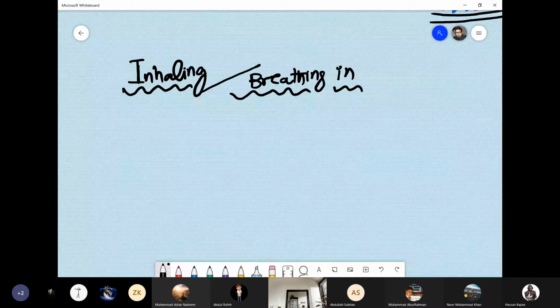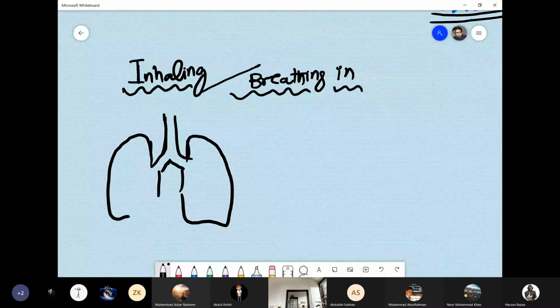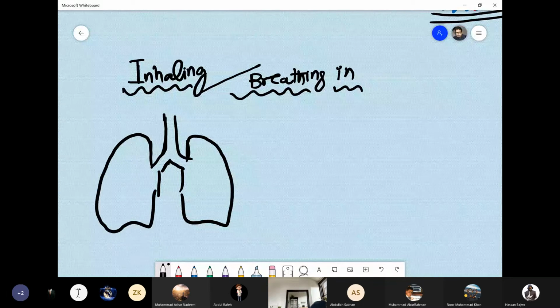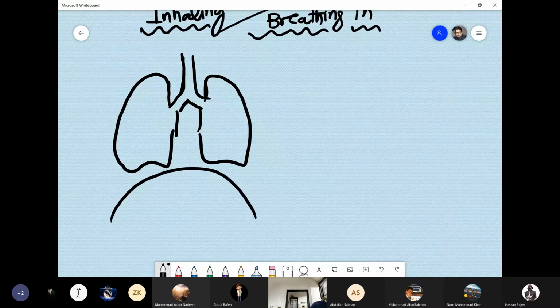Now, first we are going to learn about inhaling. Now let's suppose these are the lungs, right? Now, this over here is the diaphragm.